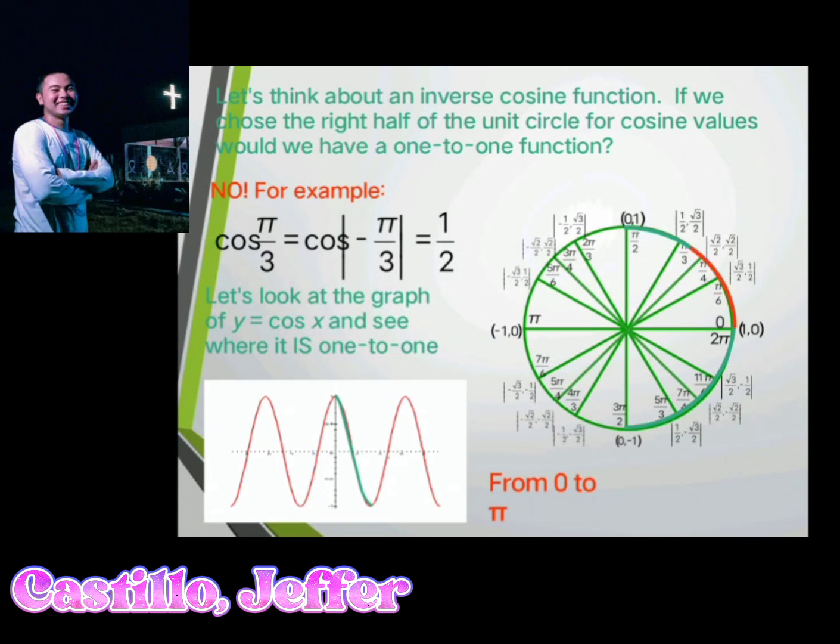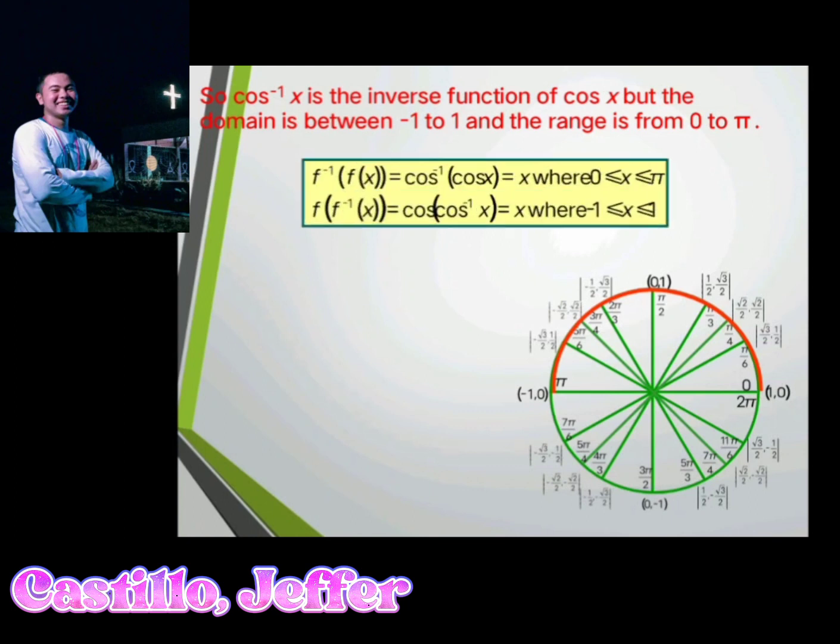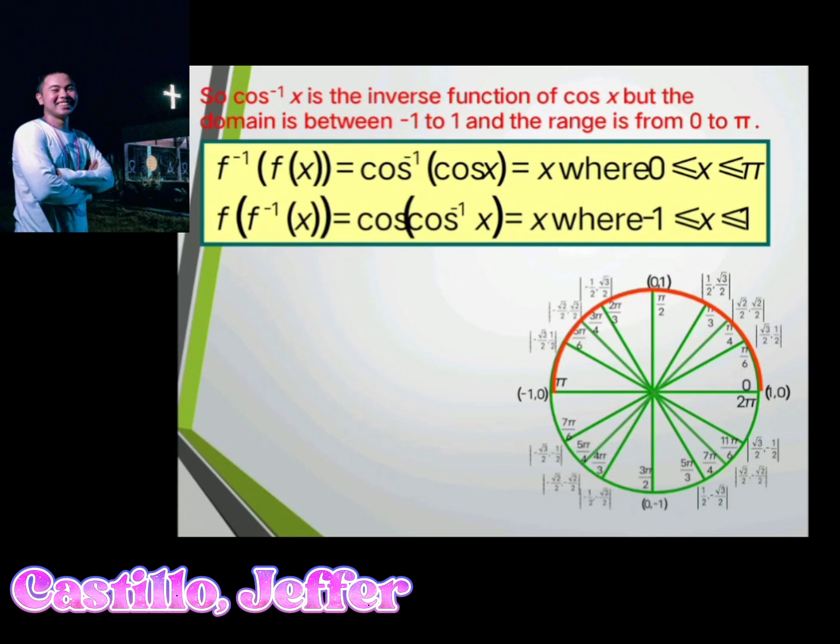So from 0 to pi. And also for the circle, we have the 0 to pi, as you can see in the red one. So cosine inverse x is the inverse function of cosine x, but the domain is between negative 1 to 1, and the range is from 0 to pi. We can see that f inverse of f of x is equal to cosine inverse of cosine x equals x, where 0 is less than or equal to x less than or equal to pi.